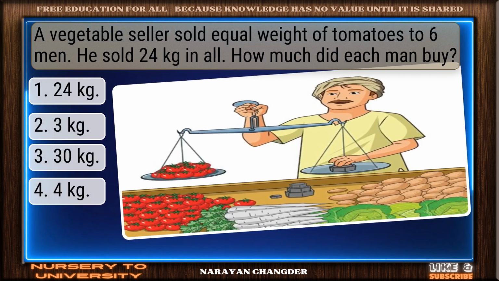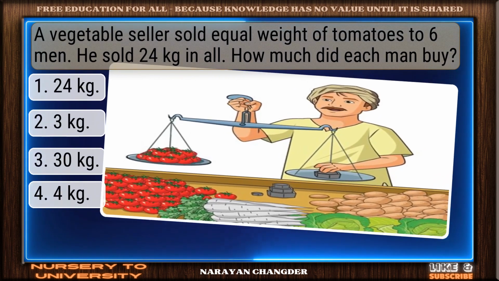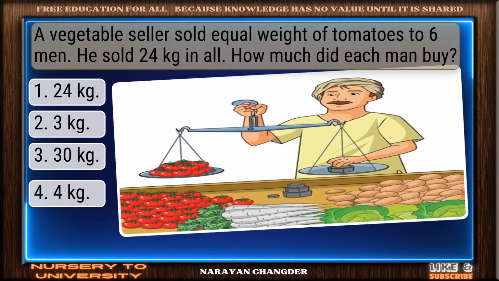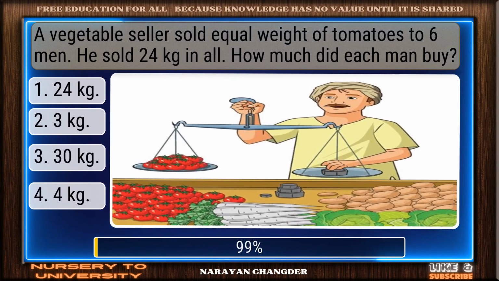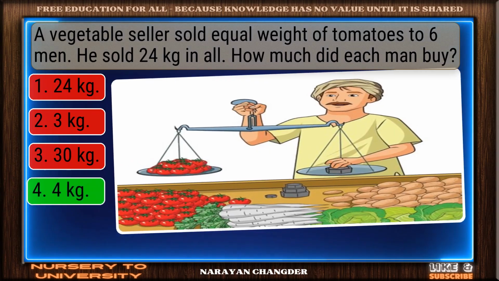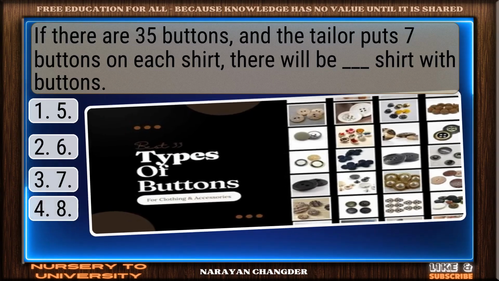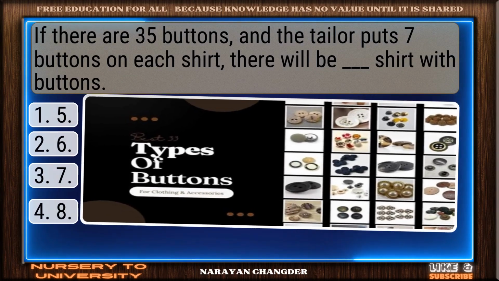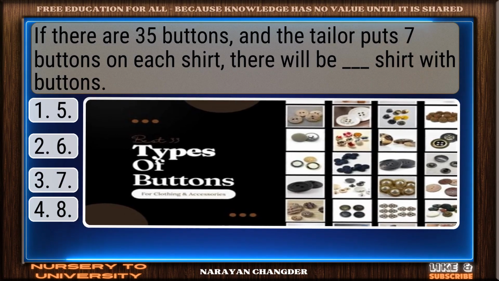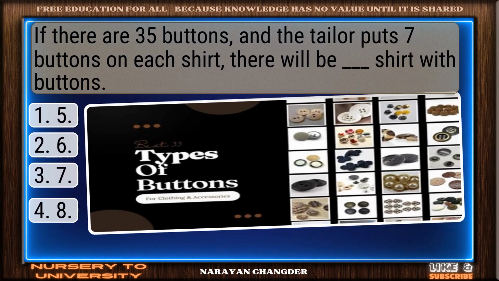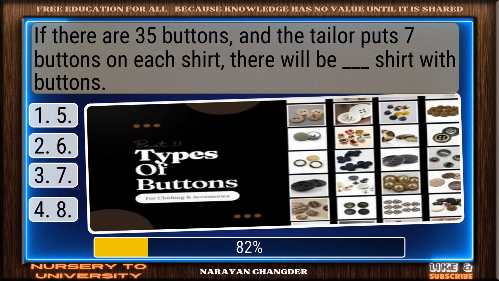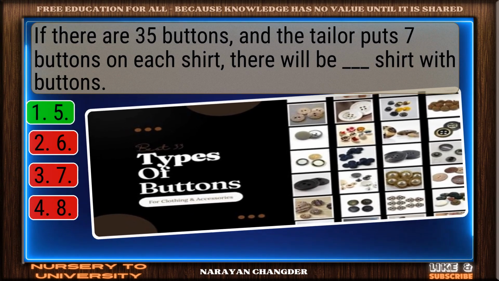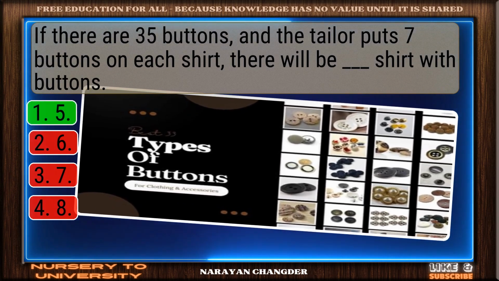A vegetable seller sold equal weight of tomatoes to 6 men. He sold 20 kg in all. How much did each man buy? Perfect. 4 kg is the correct choice. If there are 35 buttons and the tailor puts 7 buttons on each shirt, there will be dash shirts with buttons. Solid response. 5 is a valid choice.